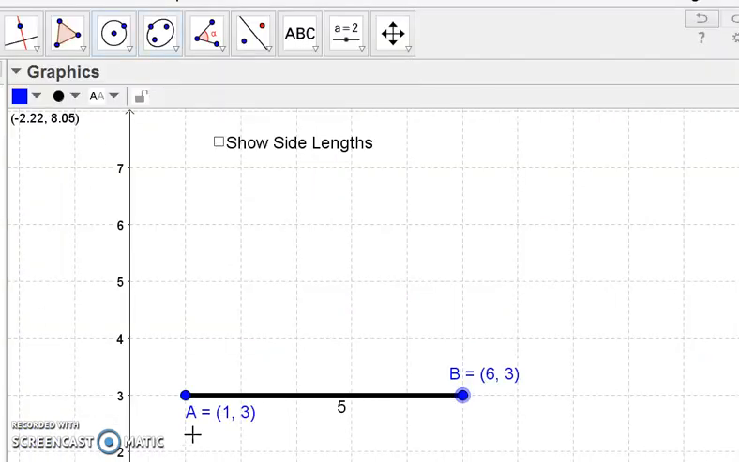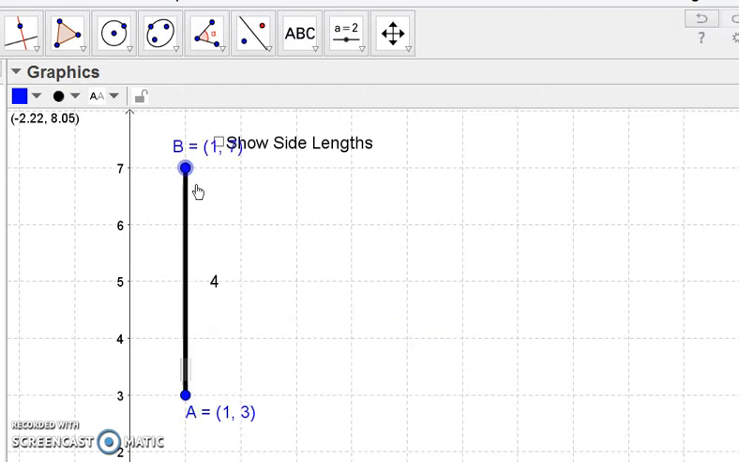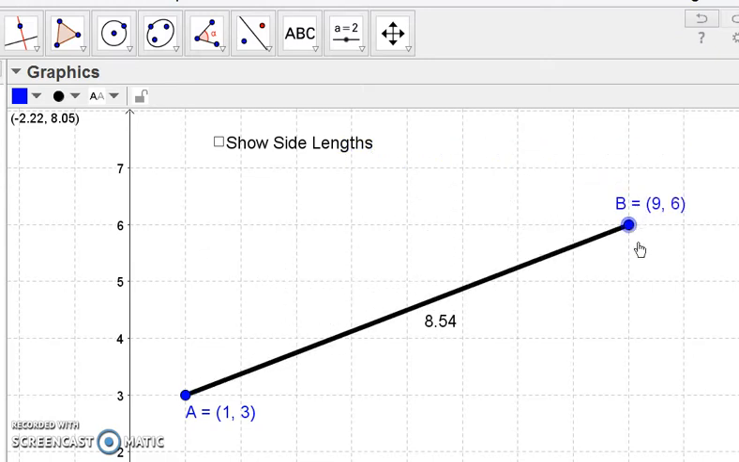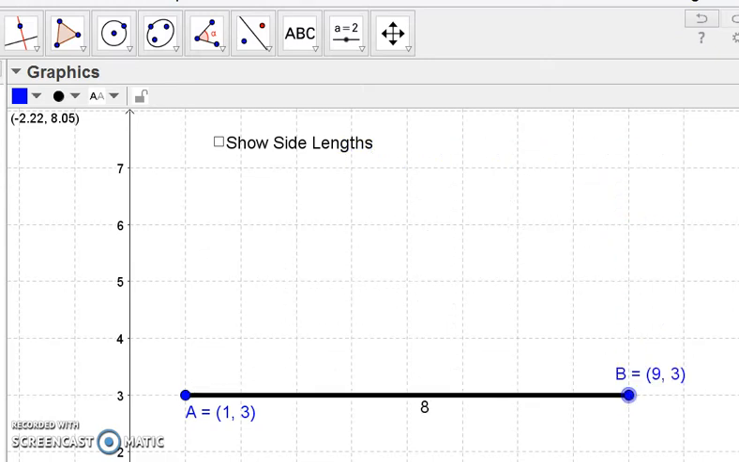First, I want to look at this segment right here. It goes from (1, 3) to (6, 3), and you can tell that has a length of 5. You can either look at the label here and say, oh, it's 5, or you can count 1, 2, 3, 4, 5. If I move it up to here, you can see now it's 4. 1, 2, 3, 4. If I go further out, over to, say, here, now it's got a length of 8. But even if I turned that off, you could still tell that it's a length of 8, because from 1 to 9 is 8. So let me say it again. From 1 to 9 is 8.